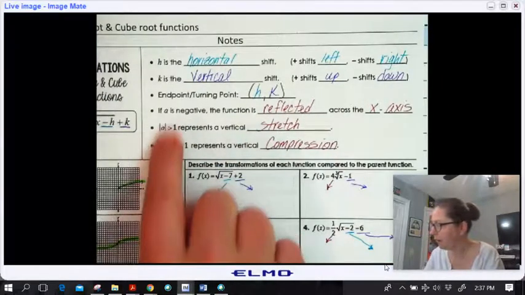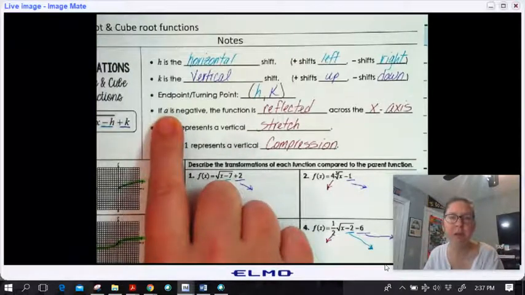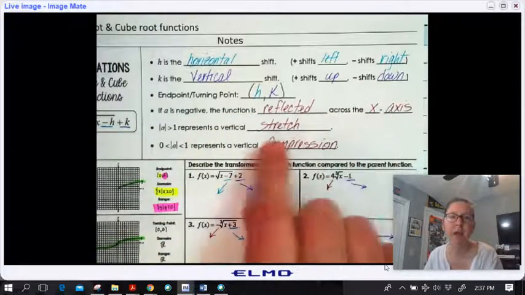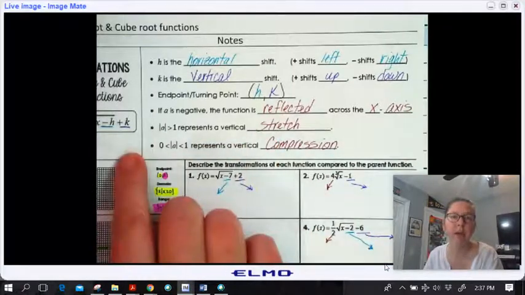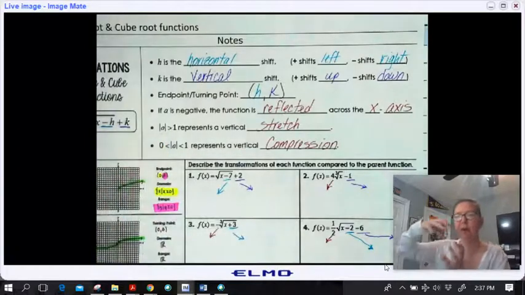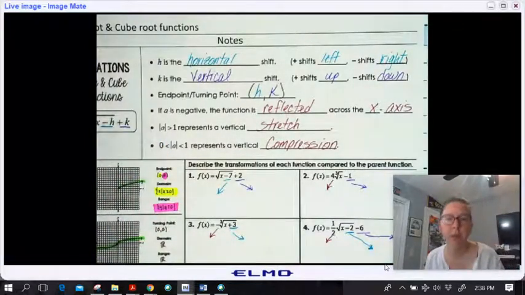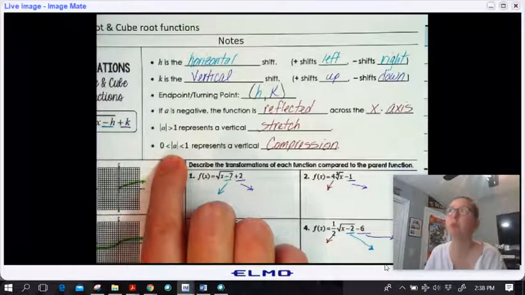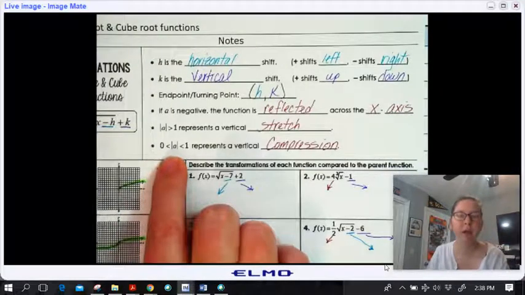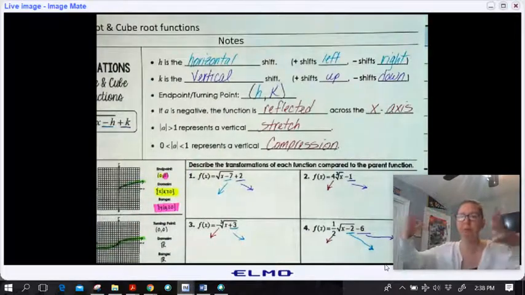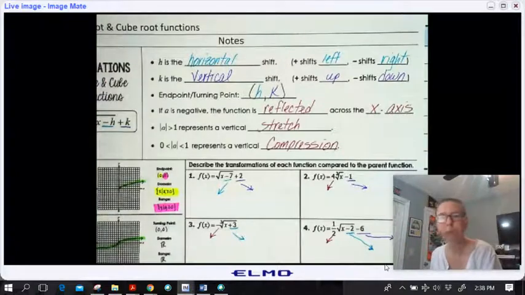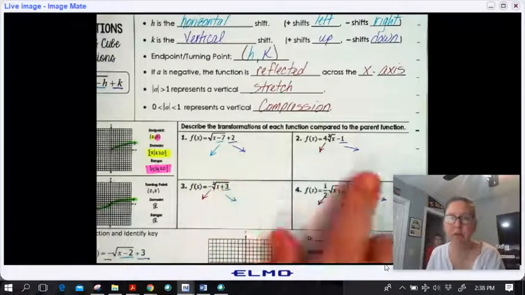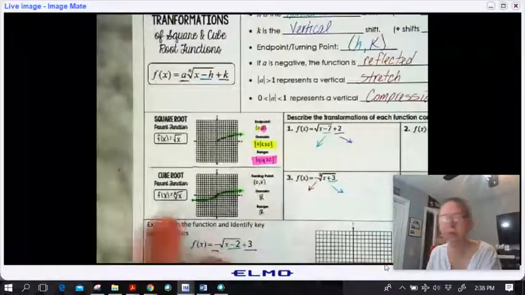And then everything that has to do with the a value. If the a value is negative, just like before, it reflects our function over the x-axis. If a is greater than 1, or the absolute value of a is greater than 1, then I have this stretch where it kind of makes it taller. And if I have a compression where a is between 0 and 1, an example would be 3 quarters, then I would have this compression where it kind of squishes it down and ultimately makes it look a little fatter sometimes. So let's get a little bit of practice in with identifying the key features of these functions from the parent functions. These are the parent functions over here.